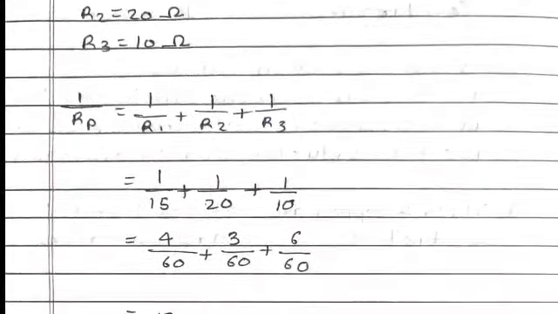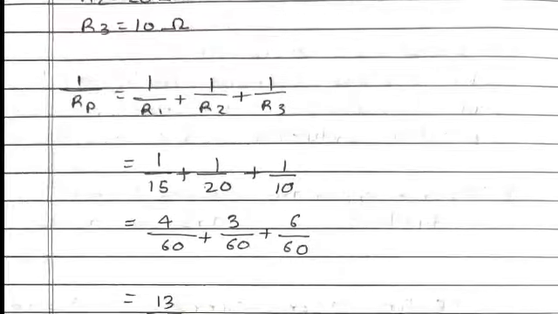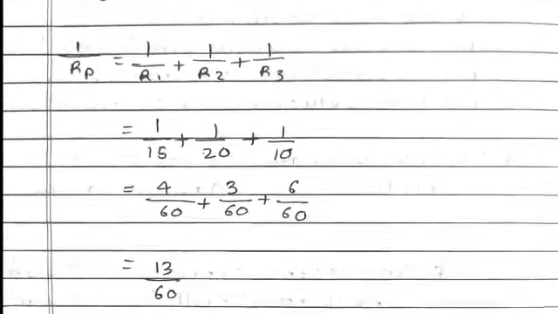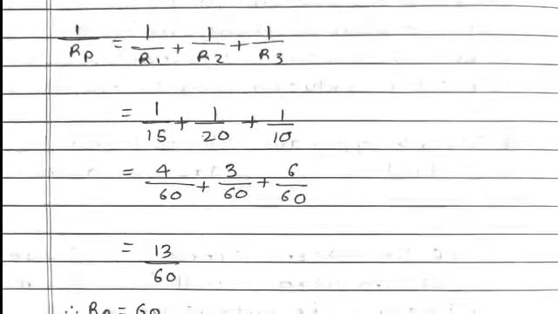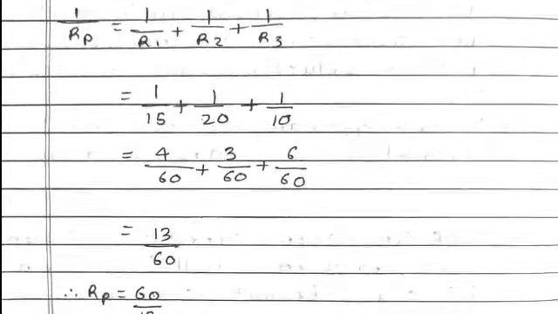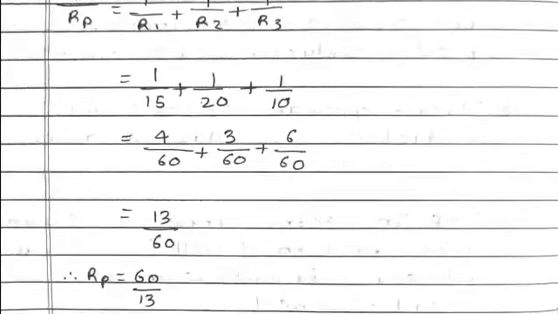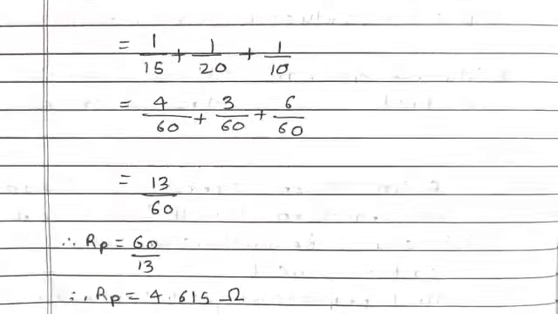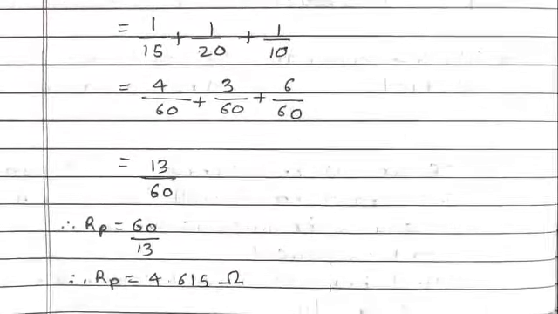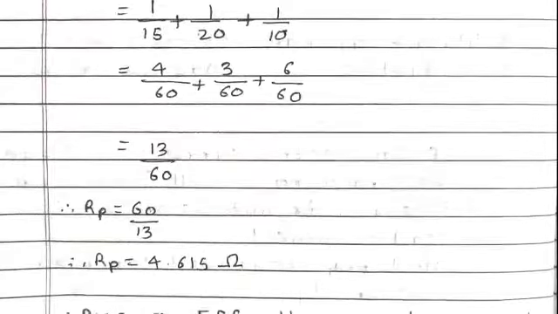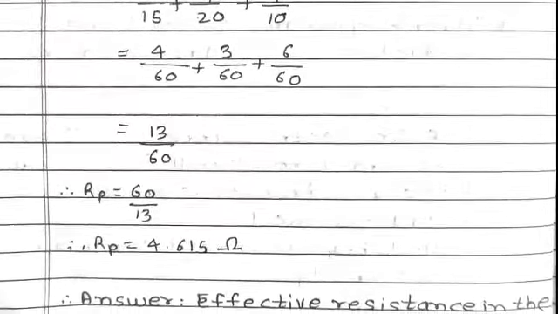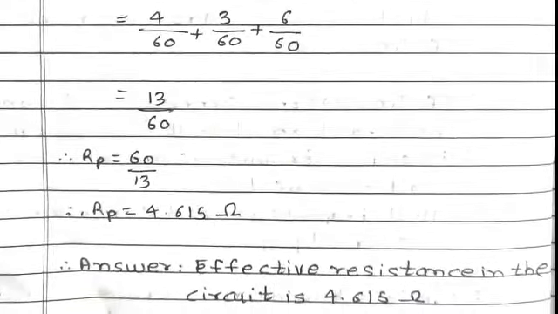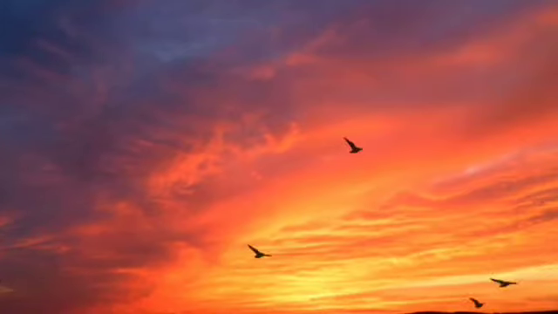1 upon Rp, here Rp is effective resistance, is equal to 1 upon R1 plus 1 upon R2 plus 1 upon R3. We write this because of parallel resistance. So after putting R1, R2 and R3's values in the equation, we got 1 upon Rp is equal to 30 upon 60. So Rp, the effective resistance, is 60 upon 30, which becomes 4.615 ohm.